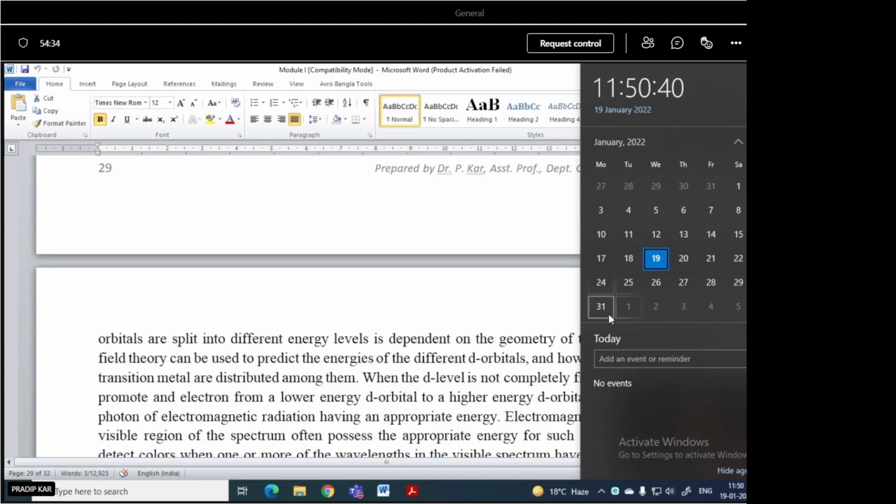So the date is 31st January, at the class time. Instead of class, there will be a quiz. Only this is the difference. Class time is the same, no need to worry about it. If you have any query regarding the quiz, we will answer it in the next class.